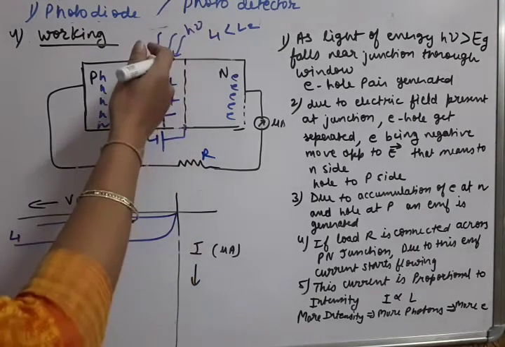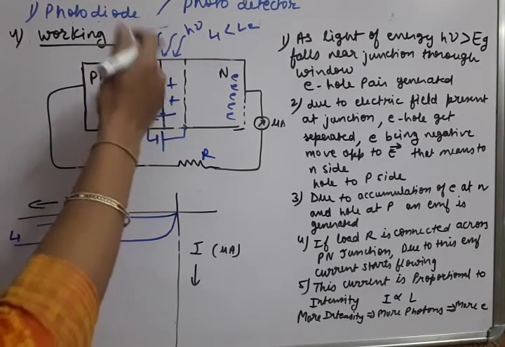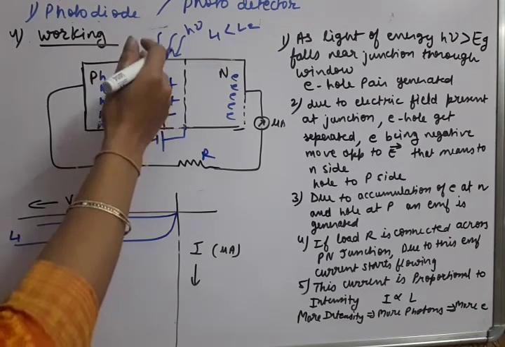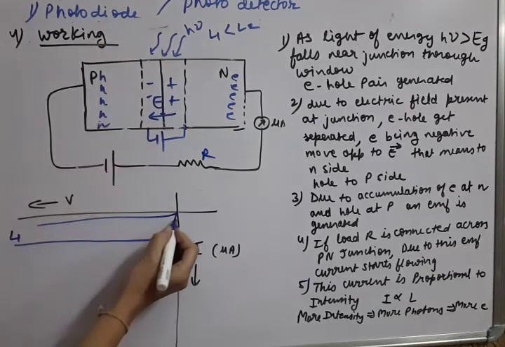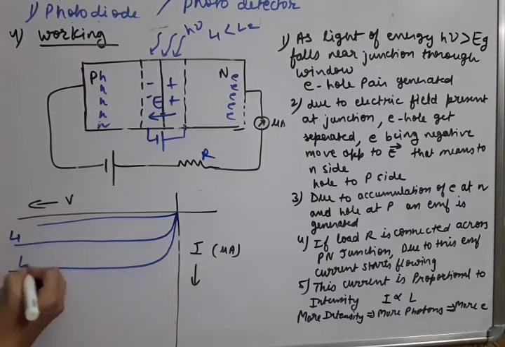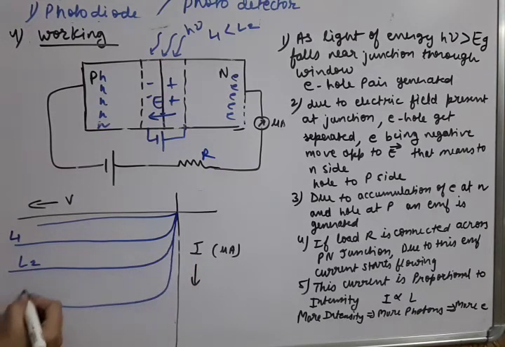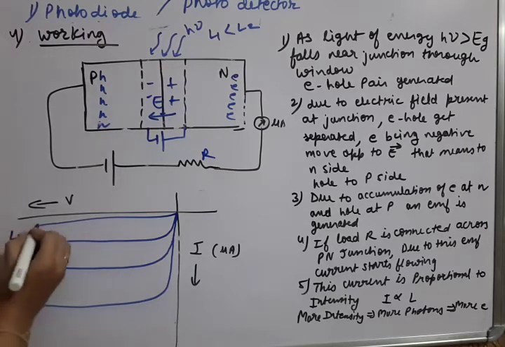Now suppose we increase the intensity. So more intensity means more photons. Each photon can make one electron free. So more electrons means more current. This way each time we increase the intensity, current is also increasing. So we can show some number of graphs. Okay, so these are the graphs.